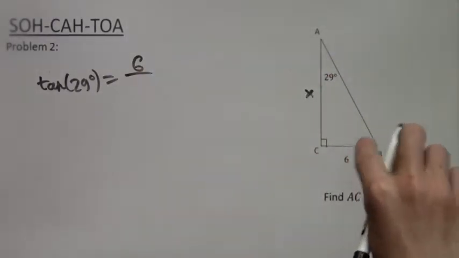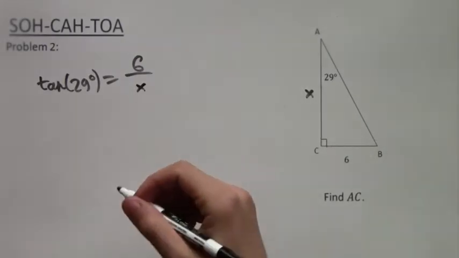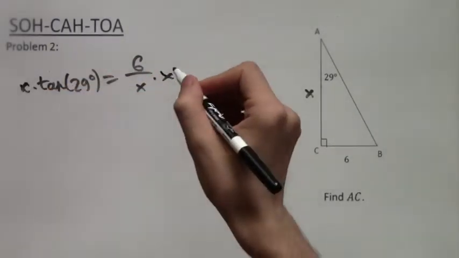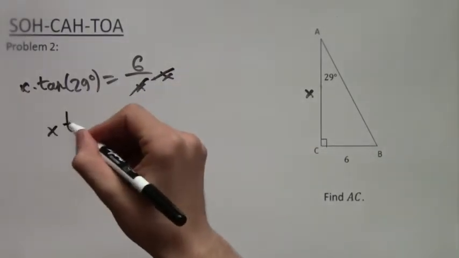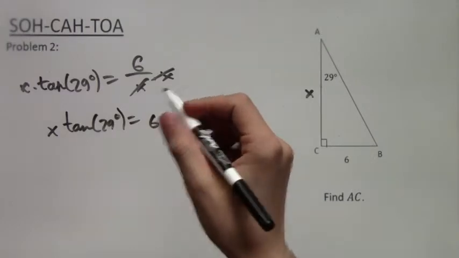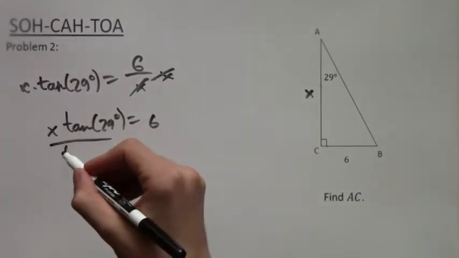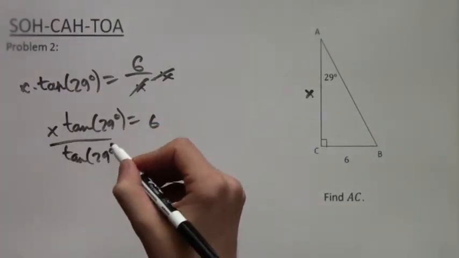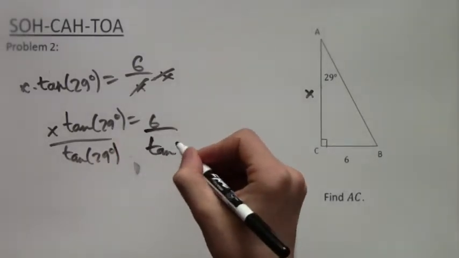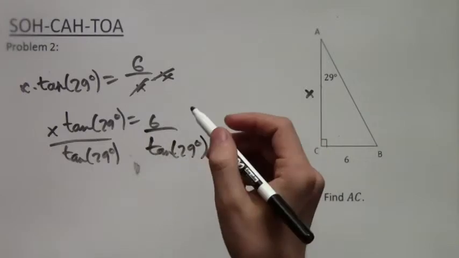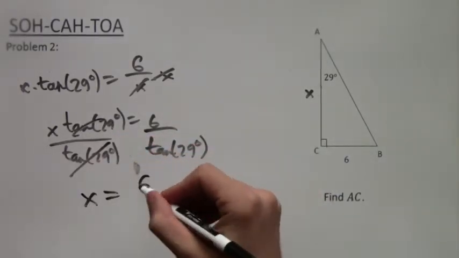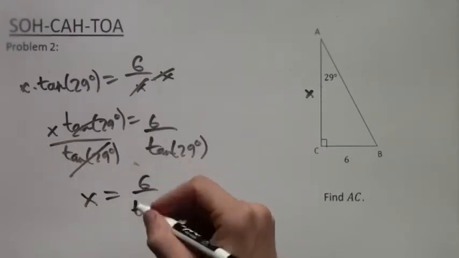And remember, the adjacent one is the leg that is really close to the angle, and the opposite is the one that's, well, opposite of the angle. So we solve for X. So far we have X tan of 29 equals 6. We divide by tan of 29 degrees on both sides, of course, and the left side simplifies. We get X equals 6 over tan 29, the tangent of 29 degrees.